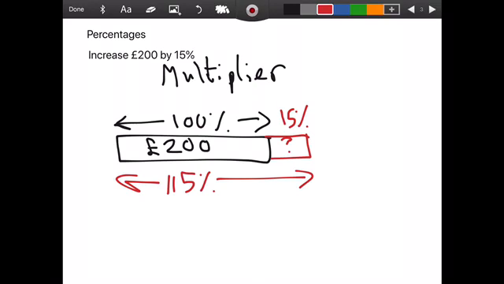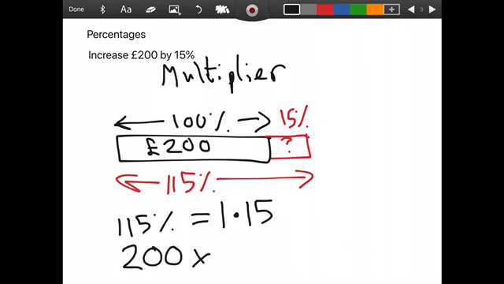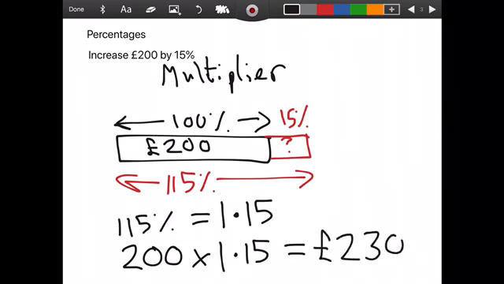And if I wanted to write 115% as a decimal, that would be 1.15. So another way I could increase £200 by 15% would be to write 200 multiplied by 1.15. And if I type that into my calculator, that's going to equal £230. And using it this way is called using a decimal multiplier.